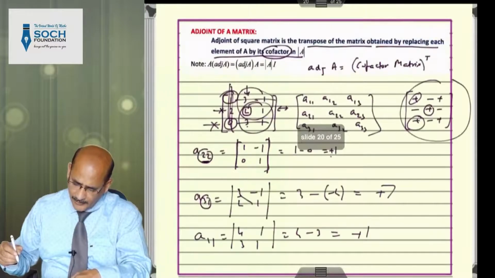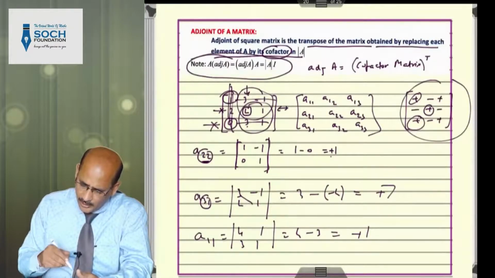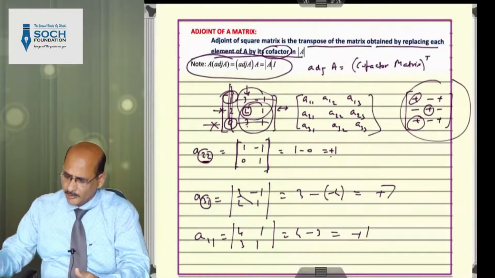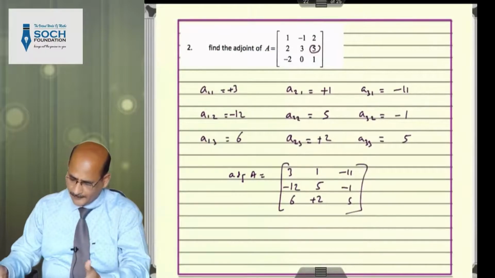In the beginning, when I mentioned this part, I have to explain it to you. A into adjoint A is equal to adjoint A into A is equal to determinant A into I. Now let us take an example. For example, let us take this one.